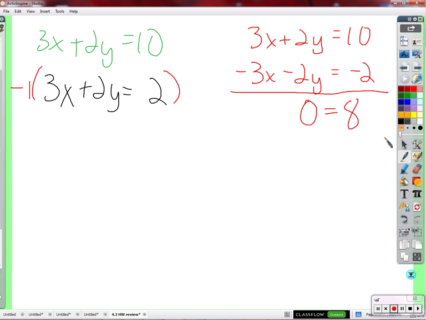So no solution. You think it means no solution? What else could it possibly mean? A different way to do it. We need to learn a new method for solving. Maybe we should try substitution. Maybe elimination just won't work. That could be. For other things it could help, but for this it's no solution. Because it's 3x plus 2y equals 10, and it's 3x plus 2y equals 2. How could that be?